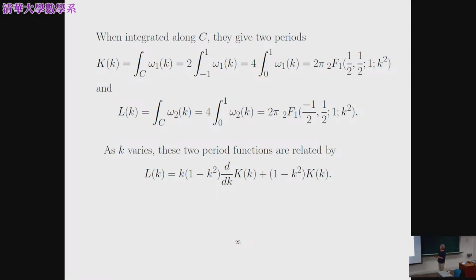And these two period functions satisfy a differential equation. The second period is related to the first period this way: you take the first period, multiplied by 1 minus k squared, plus its derivative times k times 1 minus k squared. So they are related by a first order differential equation.